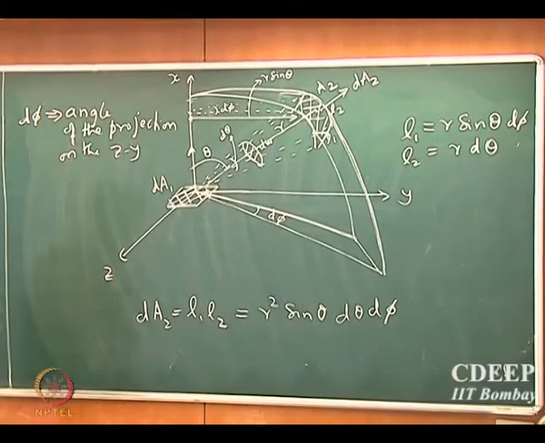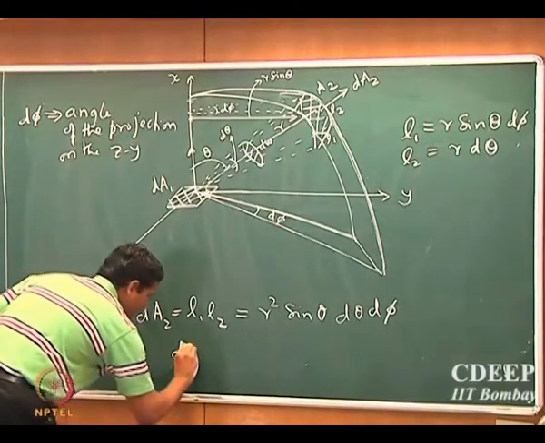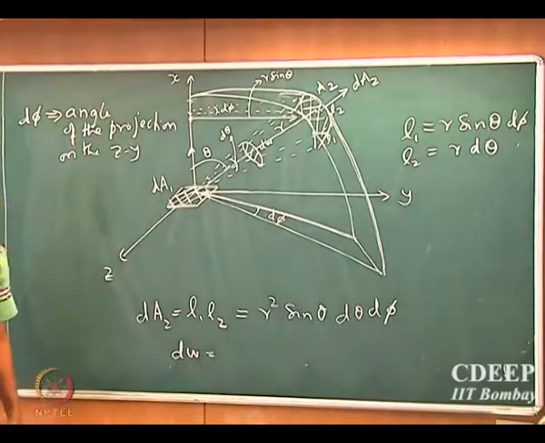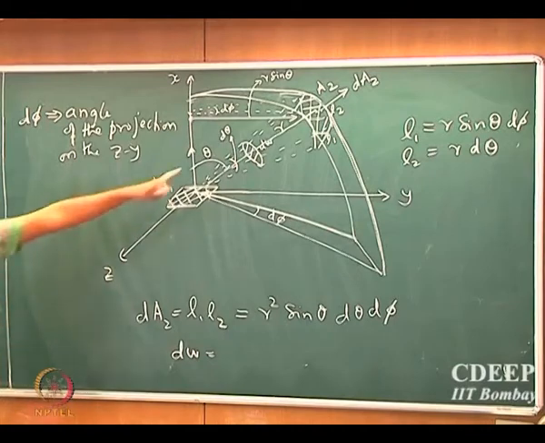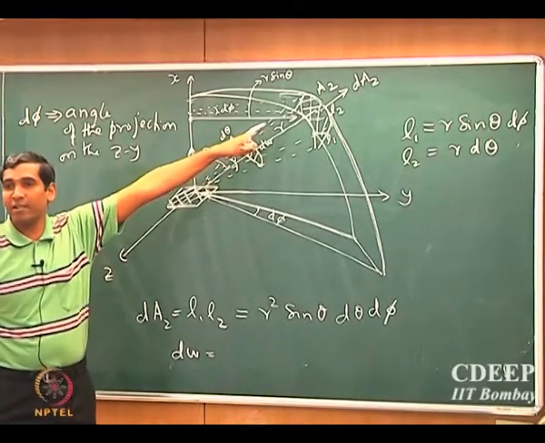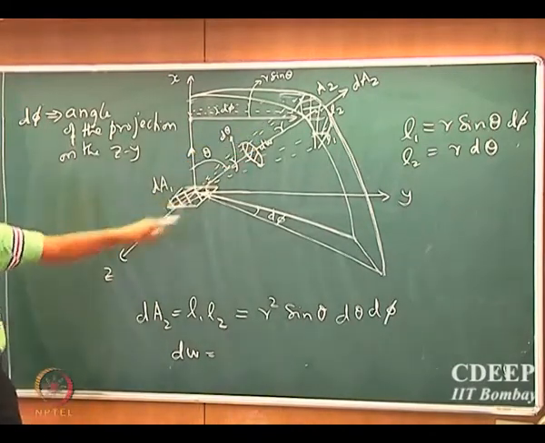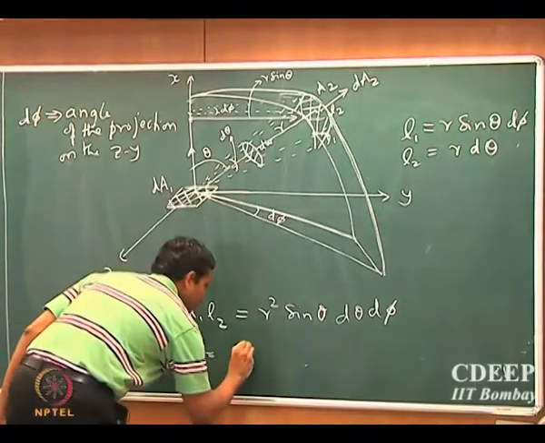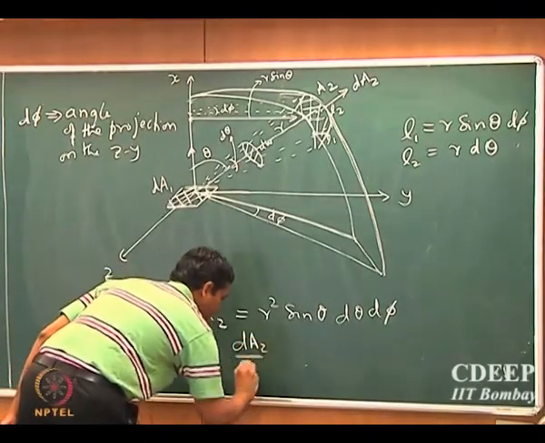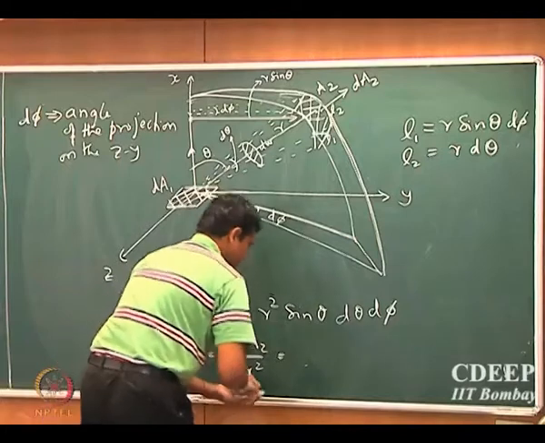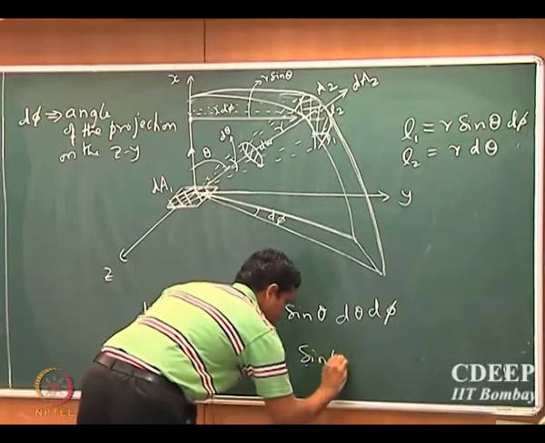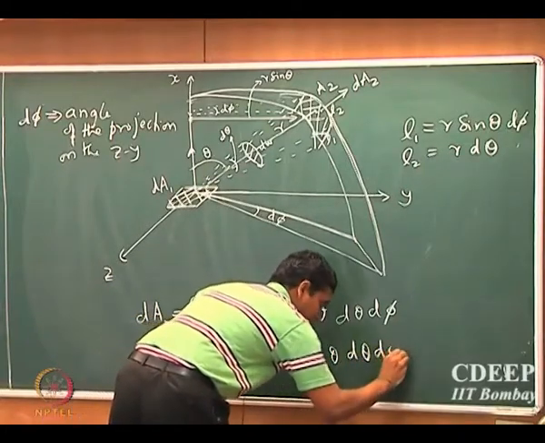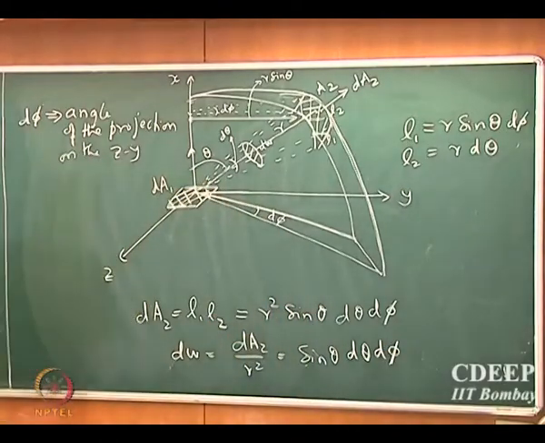Okay. So from here I can read out that d omega, which is the solid angle subtended by that differential surface on dA1, is given by dA2 by r square, which is sin theta d theta d phi. Is that clear to everyone? You must understand this very clearly.